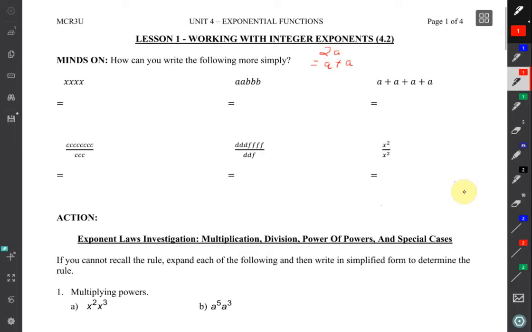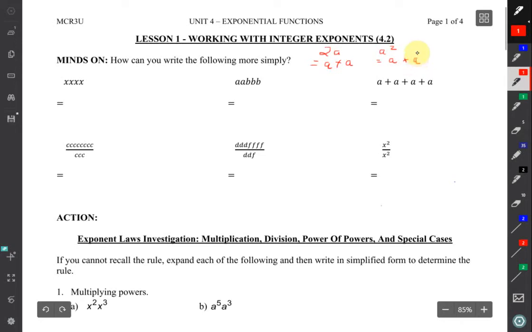And then if we have a squared, that's a times a. So that's repeated multiplication. So in this case, the 2 means how many a's are being added together. And in this case, the 2 means how many a's are being multiplied together.